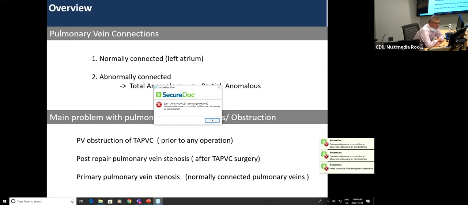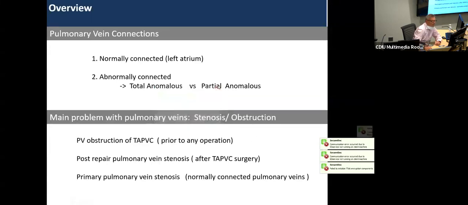Perhaps the most challenging is primary pulmonary vein stenosis, and that refers definitionally to the situation in which the pulmonary veins connect normally anatomically to the left atrium as they should. However, they have intrinsic stenosis. So those are the subtypes of pulmonary vein obstruction in terms of classification.